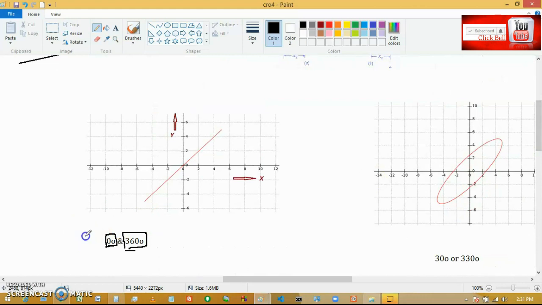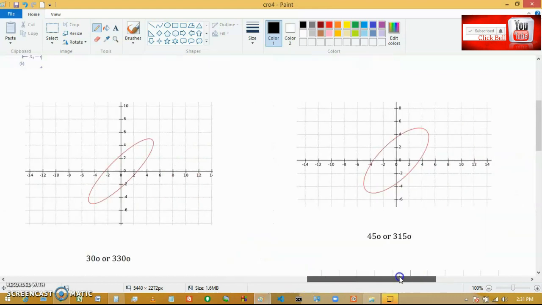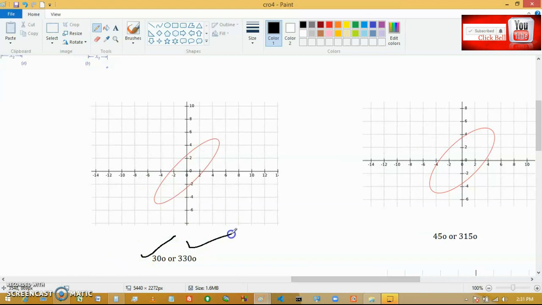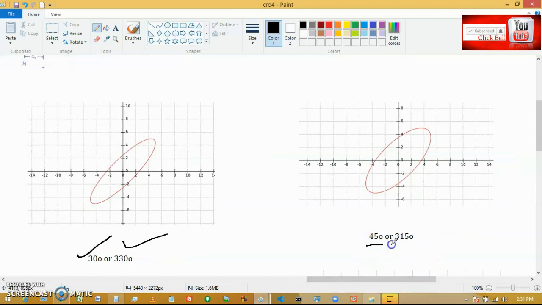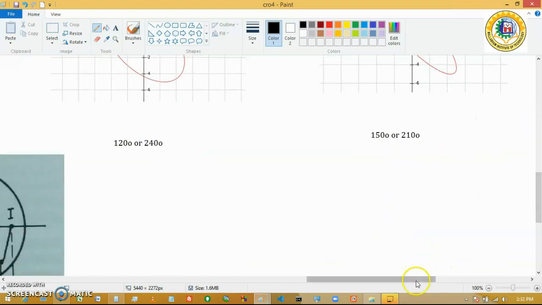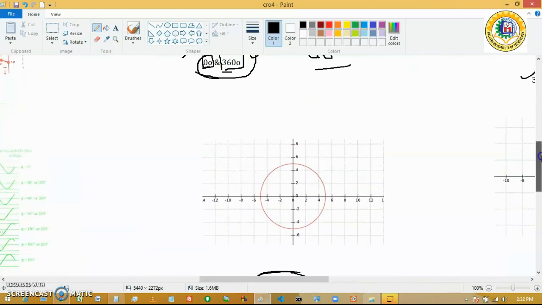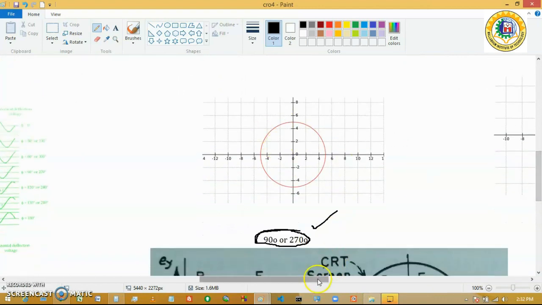Whenever the phase difference is 0 degree or 360 degree, we are getting a straight line, with a 45 degree slope. Now for a phase difference of 30 degree or 330 degree, we get an ellipse like that. Whenever the phase difference is 45 degree or 315 degree, we get an ellipse like that. Then when the phase difference reaches 90 degree or 270 degree between them, we get a circle.